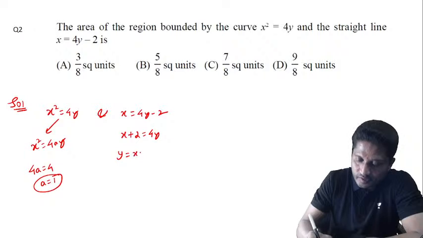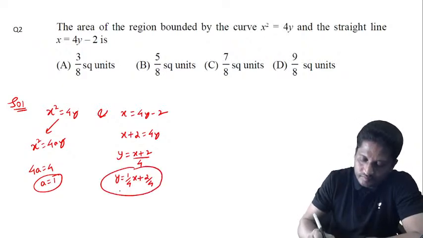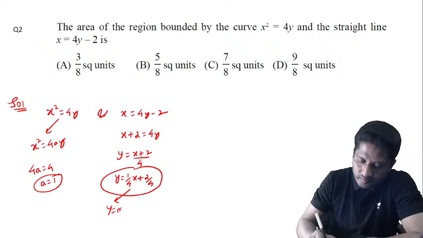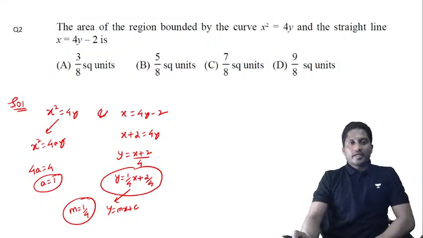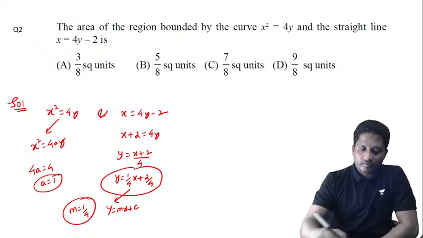Y is equal to x plus 2 divided by 4. Y is equal to 1 by 4 x plus 2 by 4. This is of the form y is equal to mx plus c. M is equal to 1 by 4, a is equal to 1.